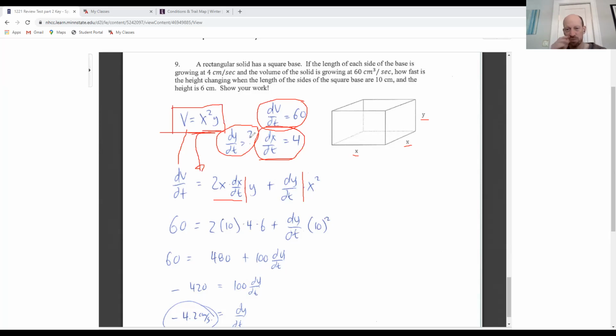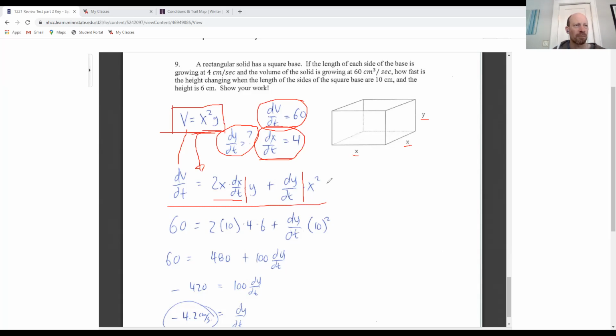So it is an implicit differentiation, but x is not the variable here like it was in our last problem. In the last problem, when I took the derivative of x, I just got 1. But here with the application problem, x is a function of time. Everything I'm taking the derivative of is connected to time.